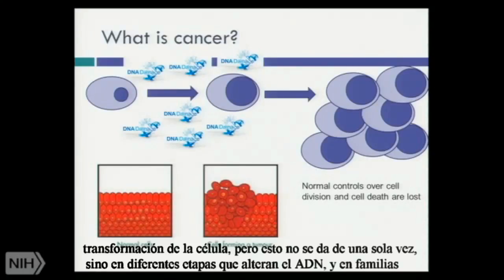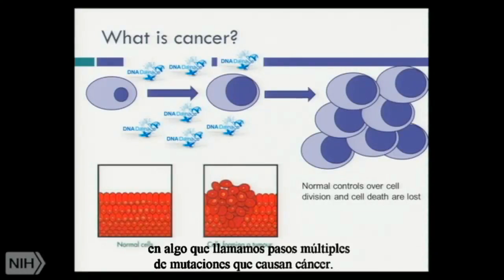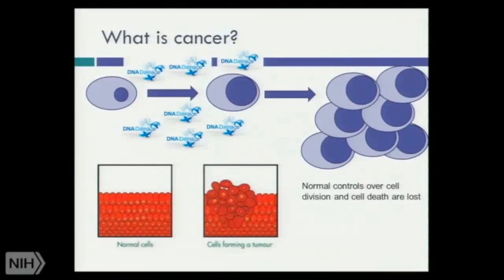Usually it's multiple stepwise DNA damage. And in families that may have some, for example, the BAP1 gene mutation that you may have heard of, that might be just the first step in what we call a multi-step set of mutations that can cause cancer.